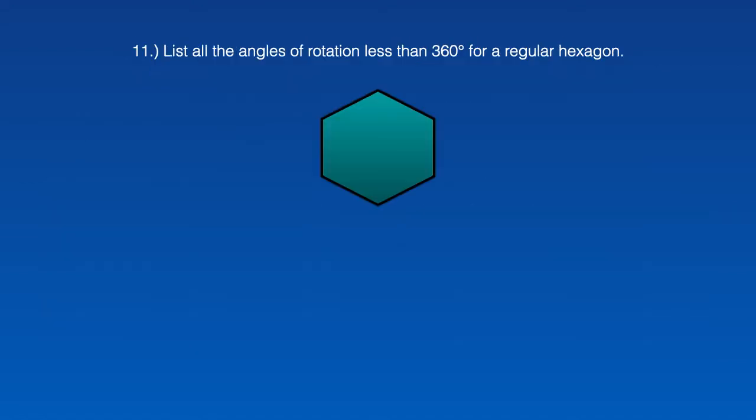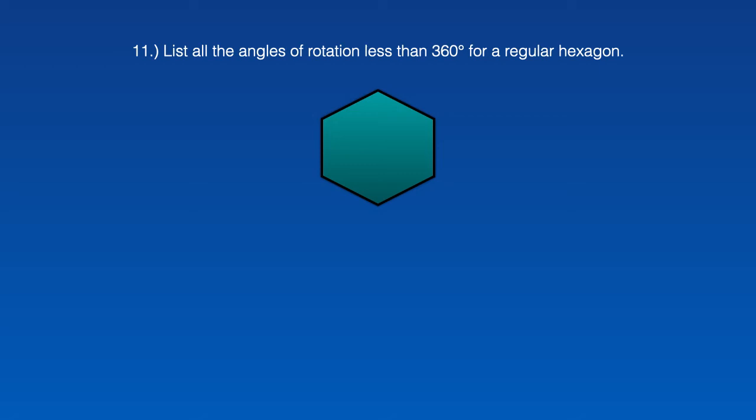Okay, question number 11. List all the angles of rotation less than 360 degrees for a regular hexagon. When you see the word regular in geometry, that means that all the sides are the same length and all the angles are the same measure. All right, so again, when you see the word regular in geometry, that means that the length of each side is the same and the measure of each angle is the same.